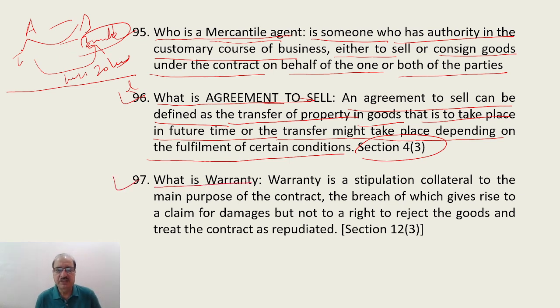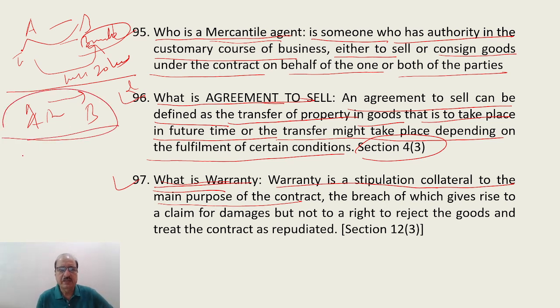97. What is warranty? This is important. Warranty is a stipulation collateral to the main purpose of the contract. A shopkeeper sold the fridge to B. So this is the main contract. Warranty is collateral to this contract. The shopkeeper gave guarantee that if there is any defect in the fridge I sold, I am giving you warranty for 2 years.